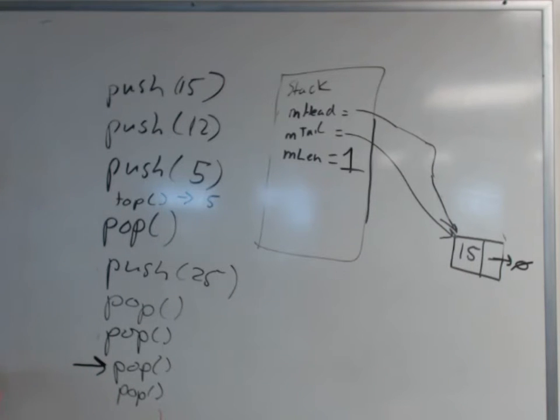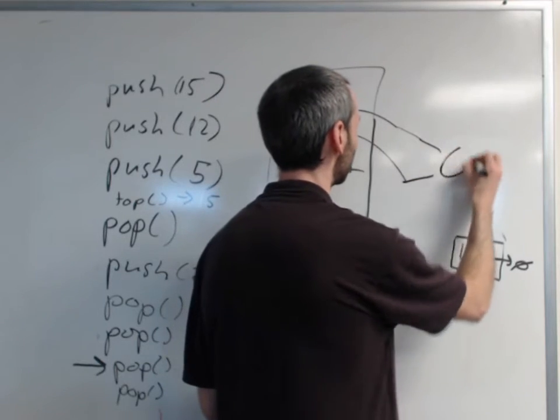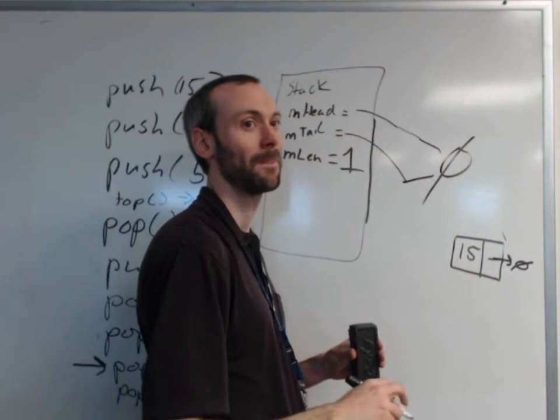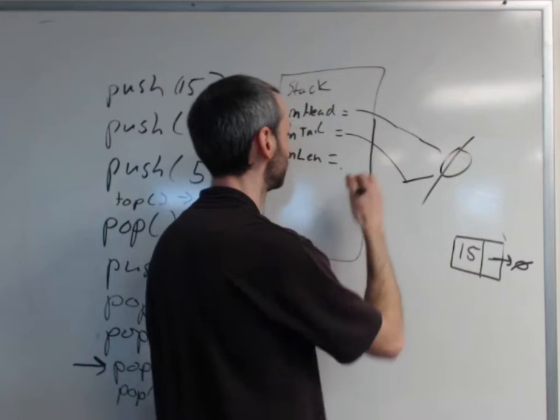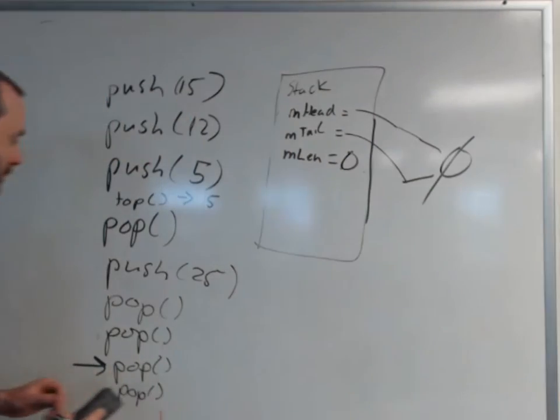Final pop. Someone else. Make mhead and mtail point to null. Sure. And you decrement m length. And you'd erase the node. All right, what happens here? Nothing. Yep. No sadness.